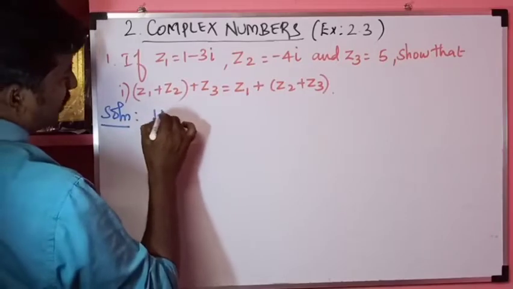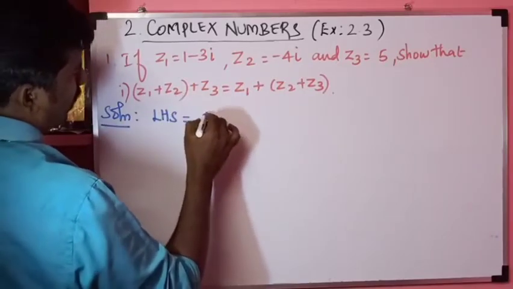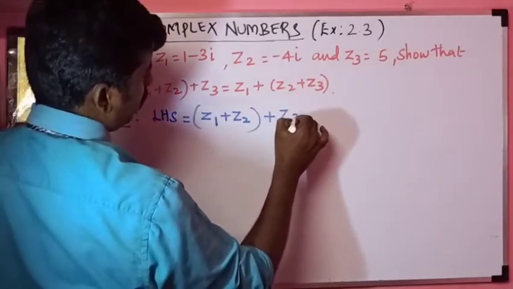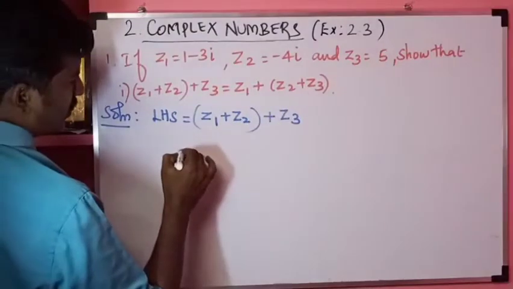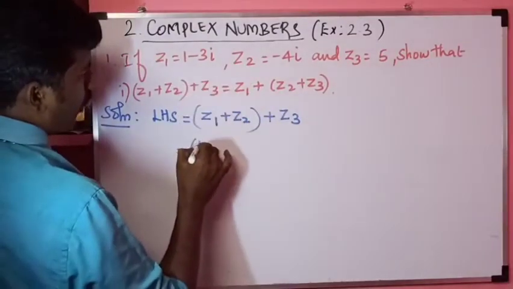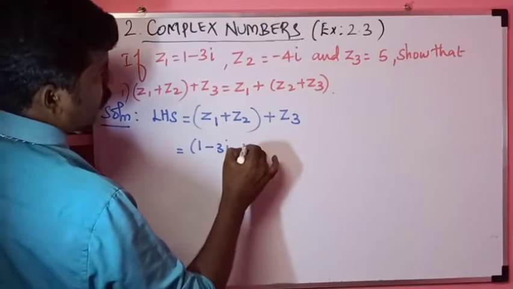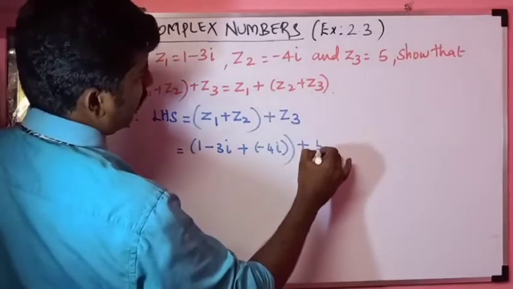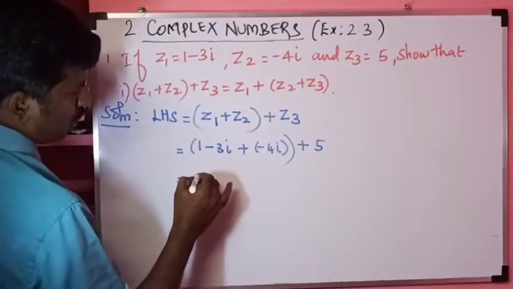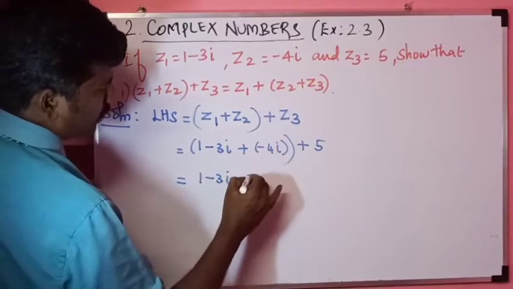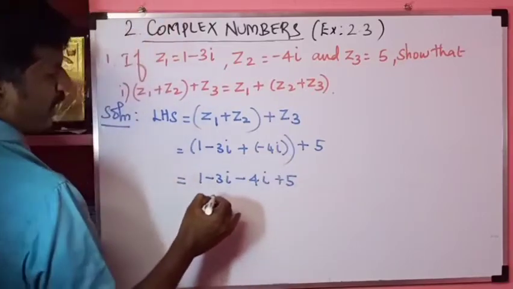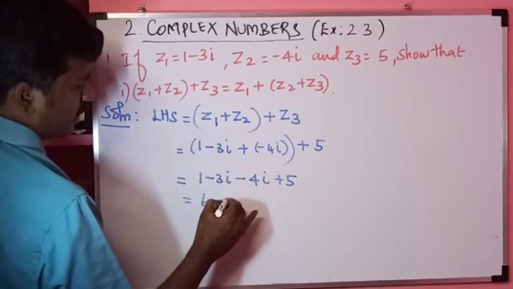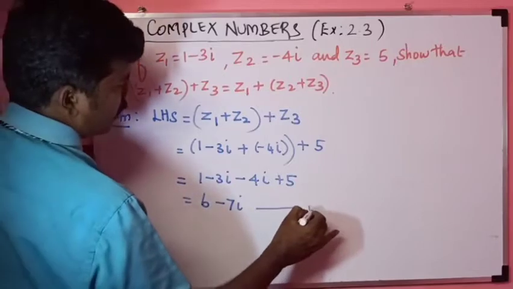First, the LHS is equal to (z1 + z2) + z3. What is z1? 1 minus 3i, plus z2, minus 4i, plus z3 value, 5, which is equal to 1 minus 3i plus minus 4i, plus 5. For real numbers, 1 plus 5 is 6, and minus 3i minus 4i is minus 7i. This is equation 1.